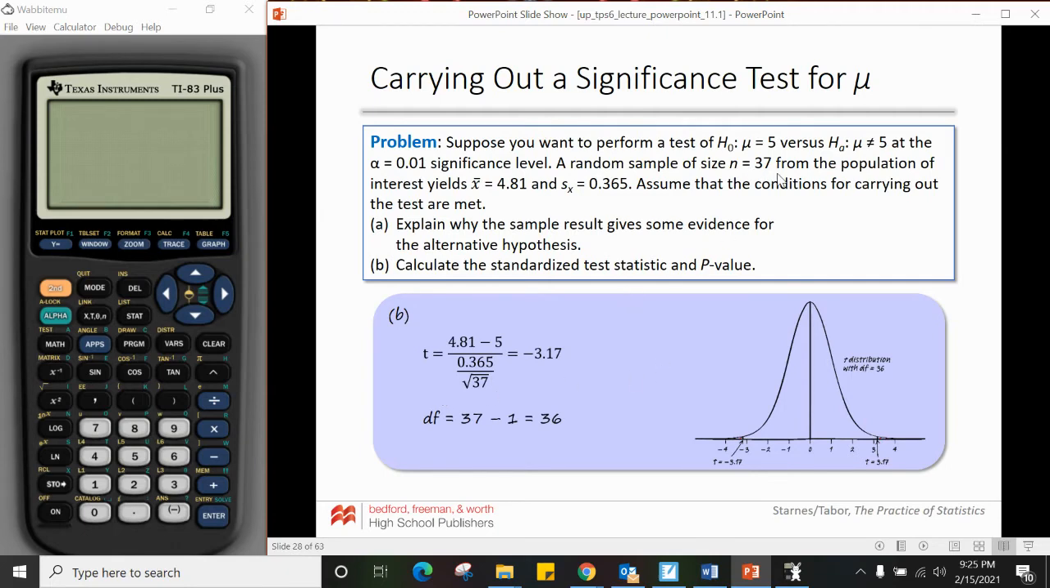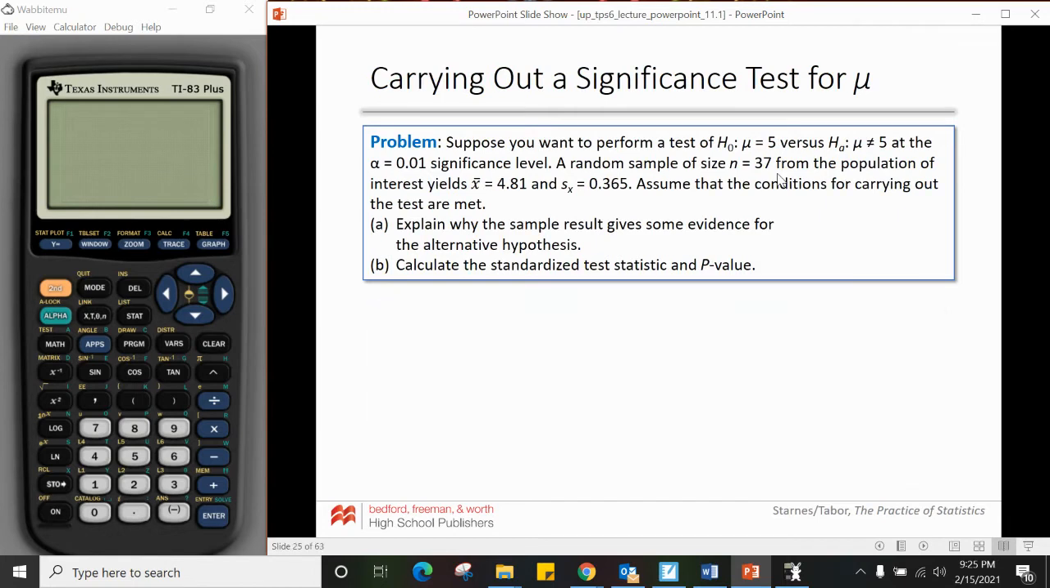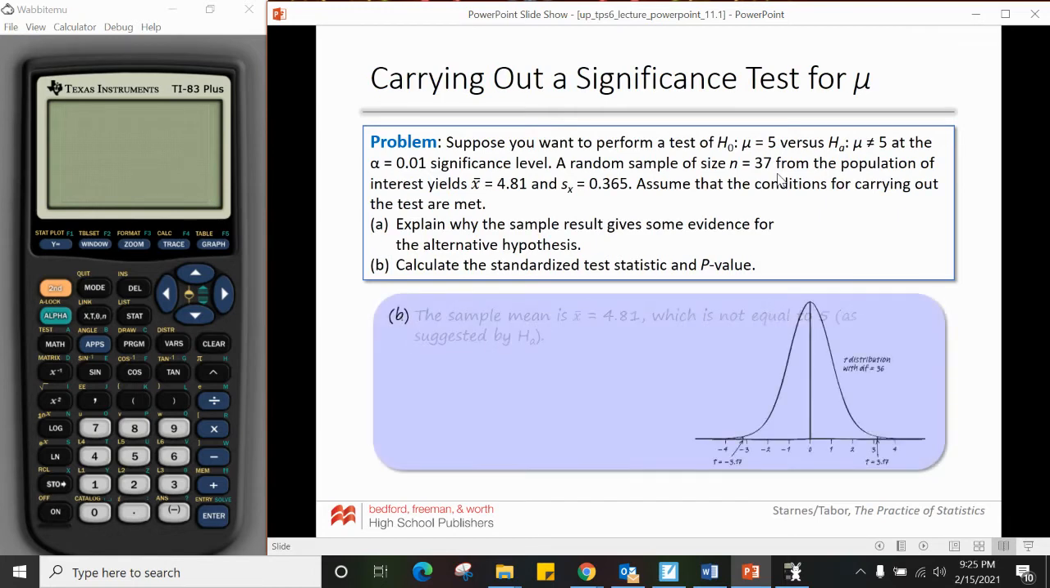You could see, hey, n is equal to 37, so our large counts condition is good there because it's greater than 30. We have a random sample, and 37 is less than 10%. We don't know the situation, so I'm going to assume 37 is less than 10% of whatever we're finding. So we're good to go ahead and do this calculation.